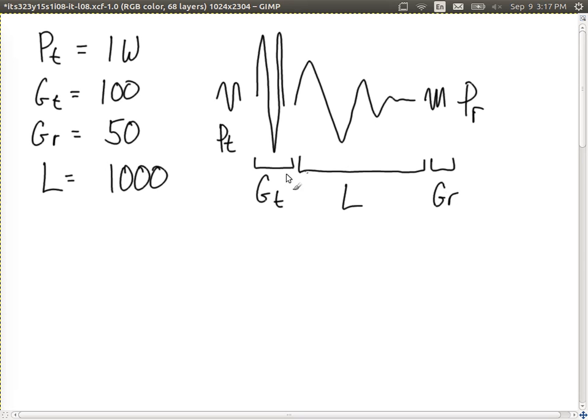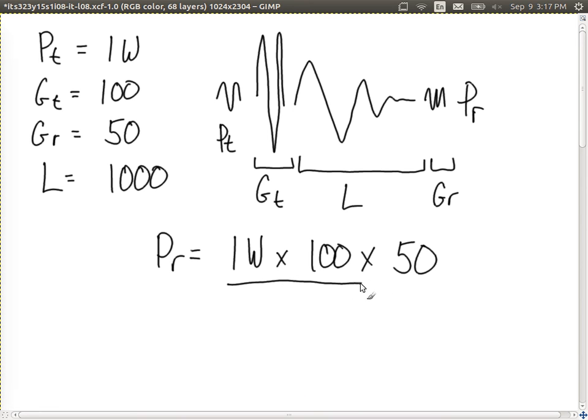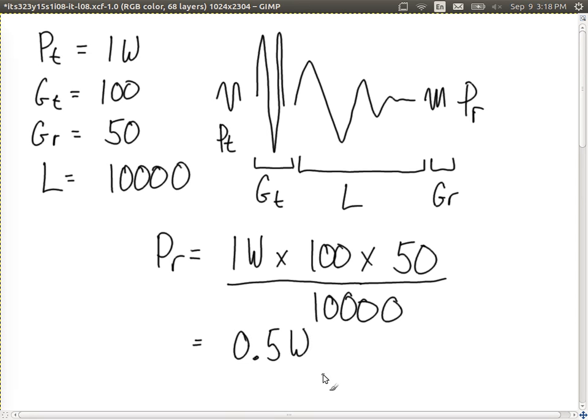Well, these are absolute values, so PR is our transmit power, 1 watt, times the gains, no units, divided by the loss. I didn't choose very good numbers. Normally the loss will be much larger. Let me fix that. Let's add a zero here. So I just made up some numbers. Typically the loss in many wireless systems we'll see is very high compared to the other factors, but not always.